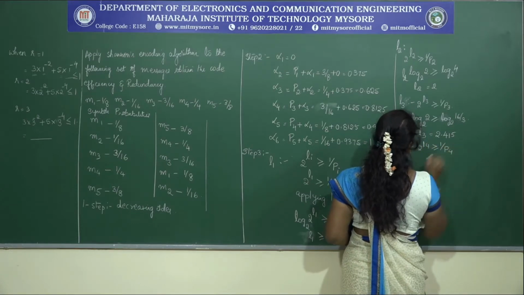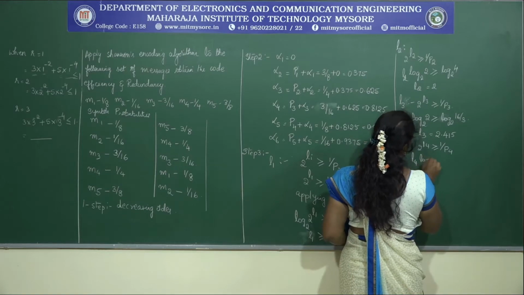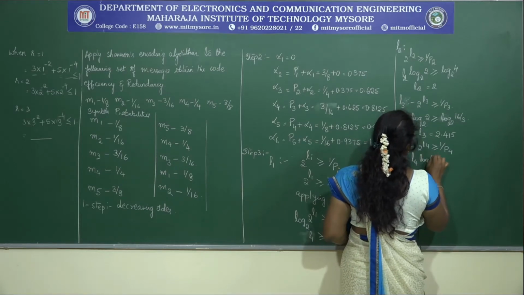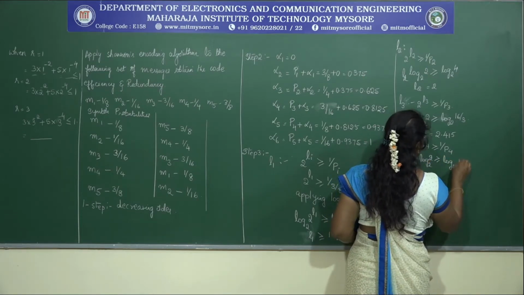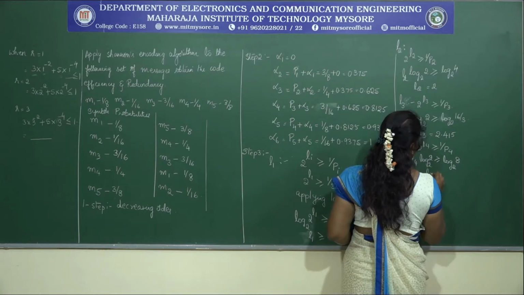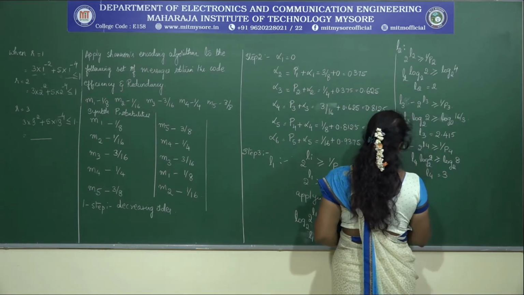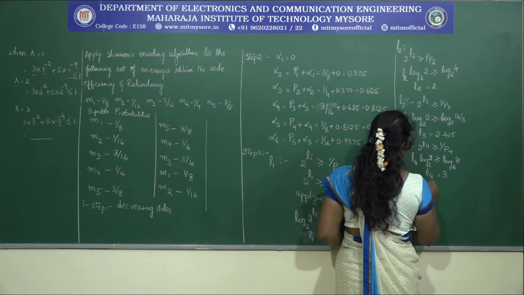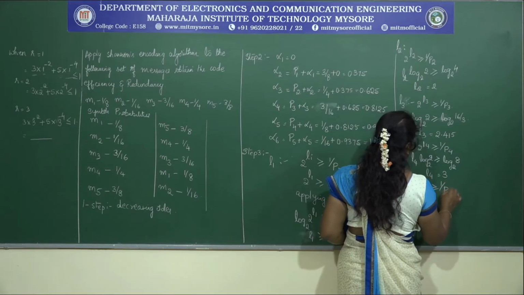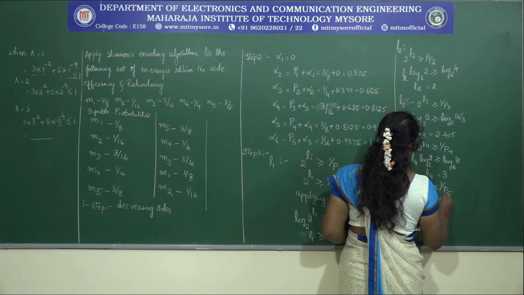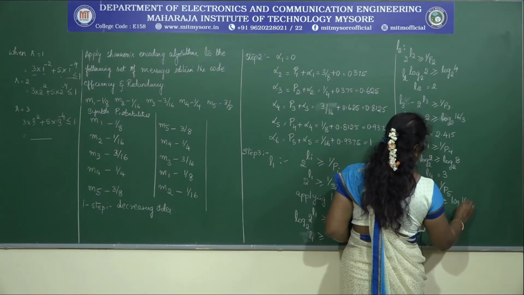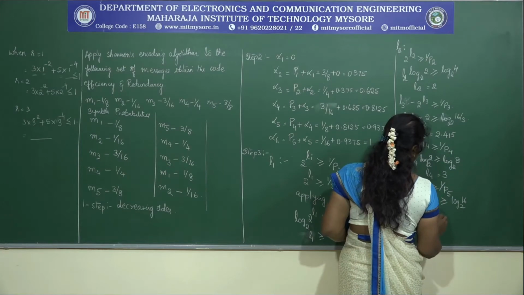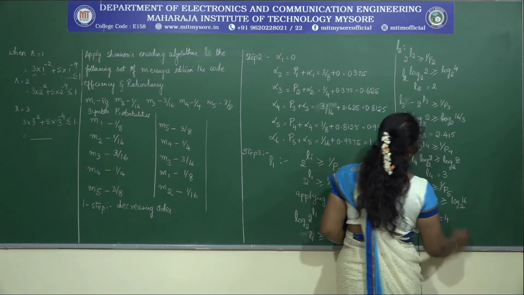Then you are going to calculate the value of L4. So 2 power L4 greater than or equal to 1 by P4, so log base 2 of 2 greater than or equal to log base 2 of 8. You will get the L4 value as 3. Then you are going to calculate L5, that is 2 power L5 greater than or equal to 1 by P5, so log base 2 of 2 greater than or equal to log base 2 of 16. Here you will get L5 equal to 4.